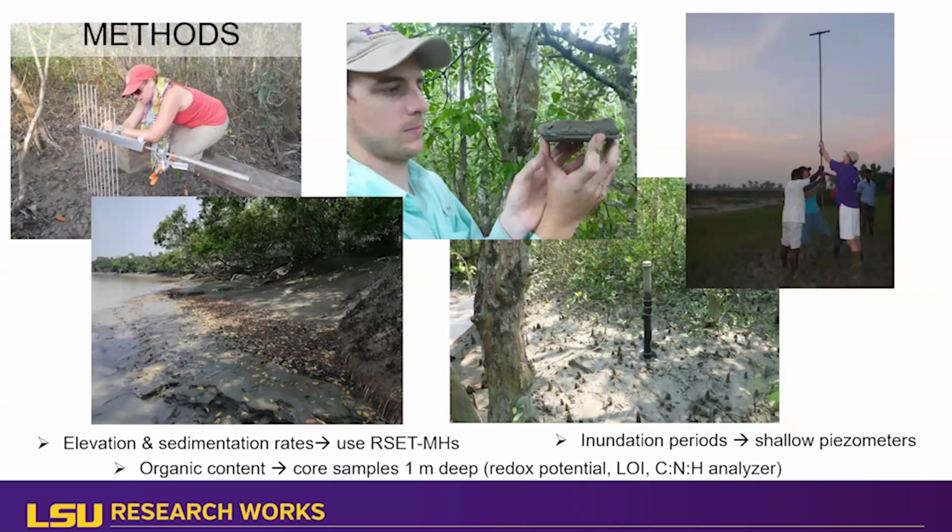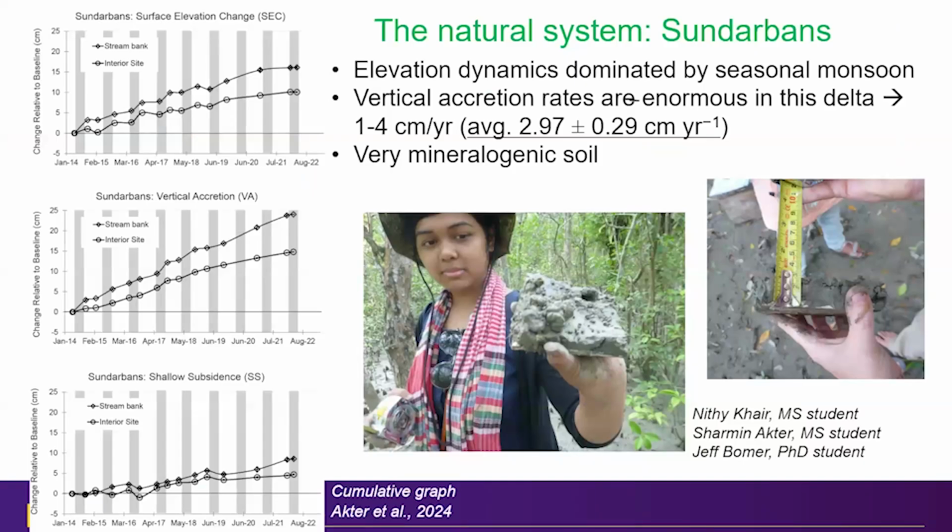So we do have deeper core samples if folks are interested, but we're just going to show you data for the upper meter here. And we looked at some redox potential, loss on ignition for the organic content, and then went to Tracy's lab and she helped us do a CHN analyzer to really look at more of that organic carbon. This is a very busy plot. It's not important to go through it, but it's just to show surface elevation tables can give you a lot of information, millimeter scale changes in elevation.